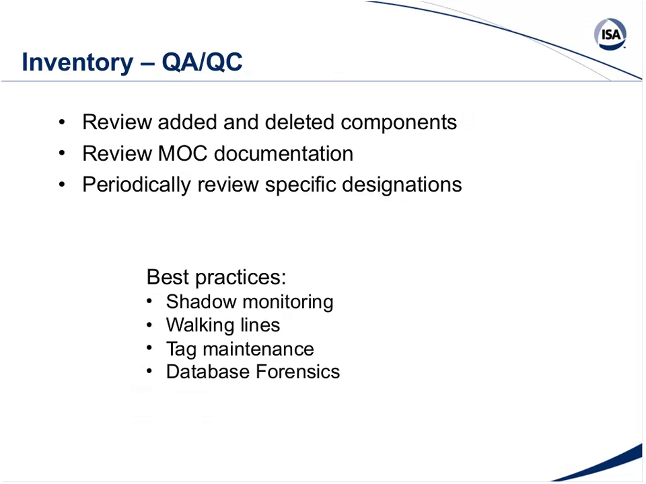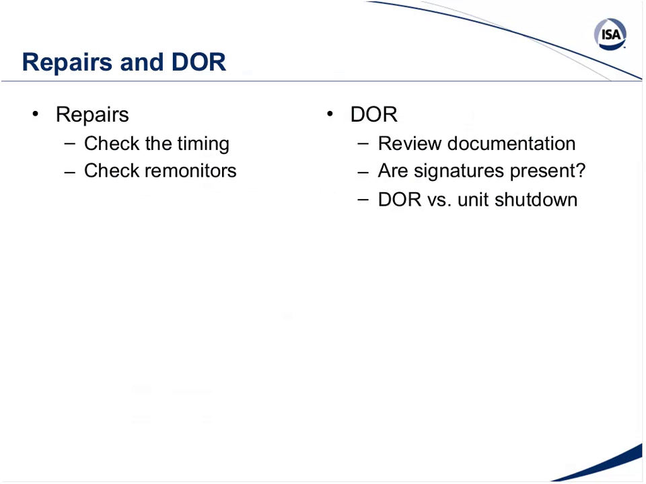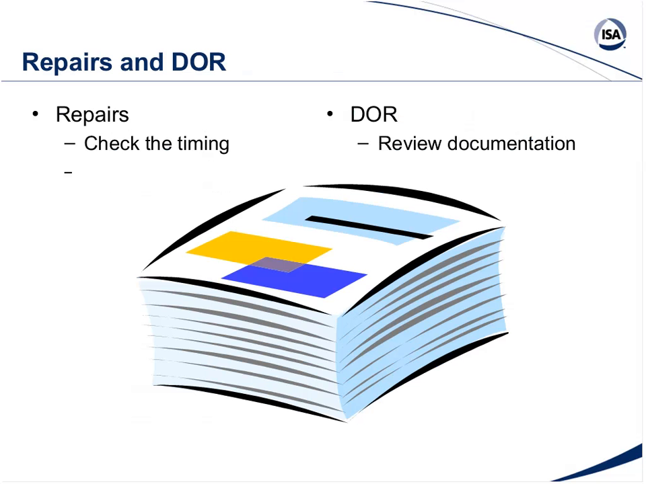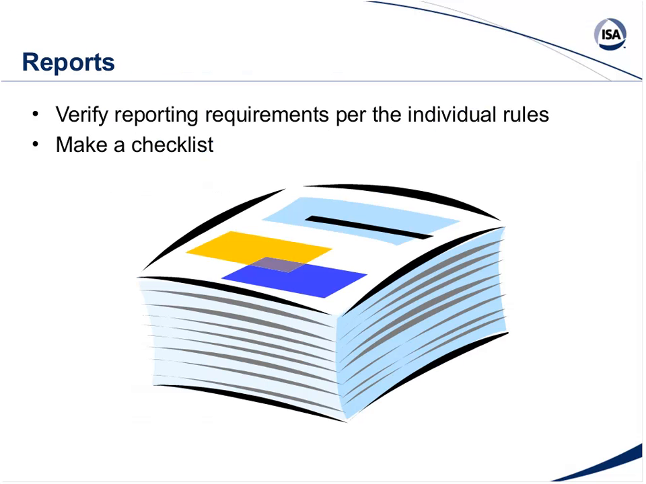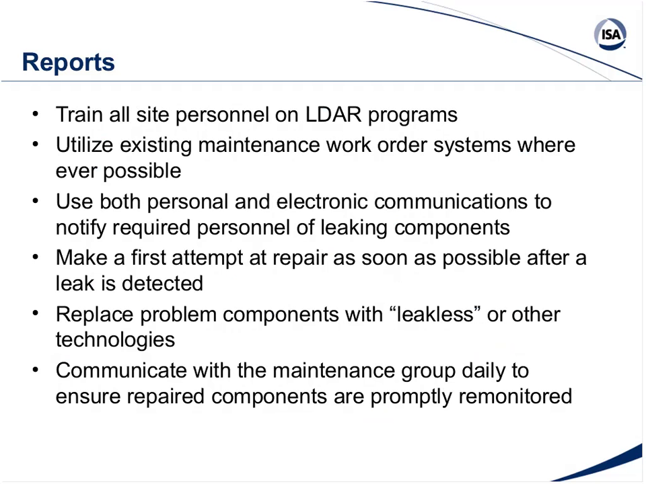We want to have our best practices. Shadow monitoring is a good practice, walking the lines, looking at tags, and then your database forensics. And database forensics can tell you a lot. You want to check your repairs and timing. You want to look at your delay of repairs. And you want to verify that the requirements that you're following are per your individual rules periodically. You might even want to put a checklist. When was the last time you went out and looked at your rule is kind of another way to look at it. So we want to kind of keep track of that.